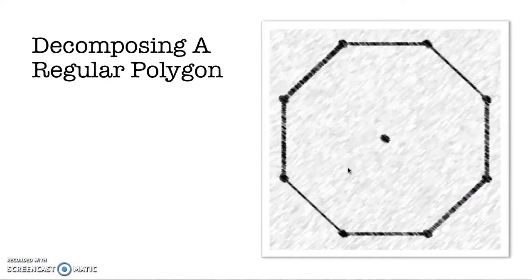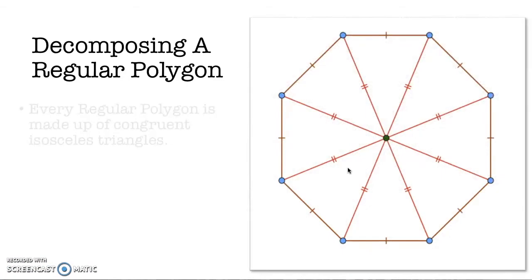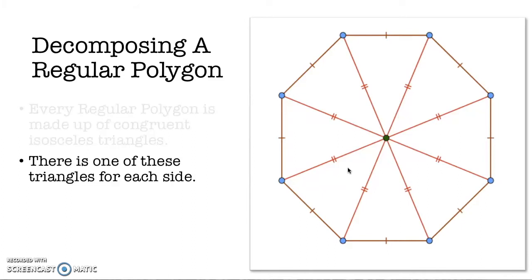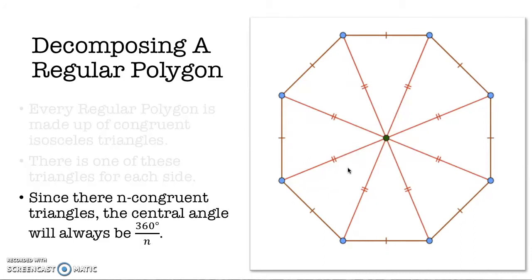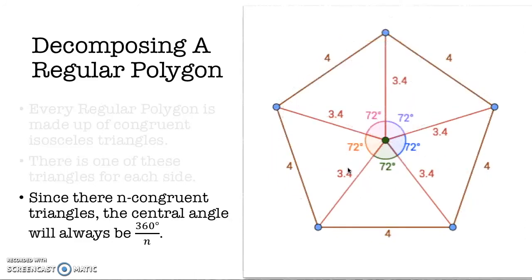Decomposing a regular polygon. This is the main idea. This is how you find the area. Every regular polygon, when you draw in all the radii, is made up of congruent isosceles triangles. There's one of these triangles for each side. So you see this octagon has 8 congruent isosceles triangles. Since there are n congruent triangles, the central angle will always be 360 divided by n. So here, 45 degrees, and in a pentagon like the one we saw before, it would be 72 degrees, and here you can see the congruent isosceles triangles as well.